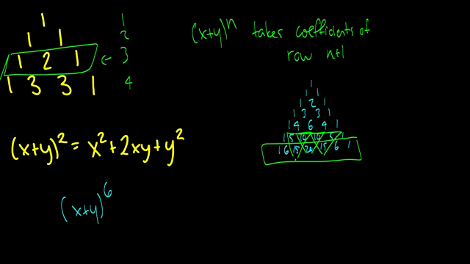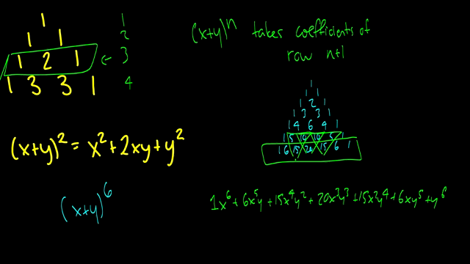It'll be 1 x to the 6th plus 6 x to the 5 y plus 15 x to the 4th y squared plus 20 x cubed y cubed plus 15 x squared y to the 4th plus 6 x y to the 5th plus y to the 6th. And this is your result. And I could do this that quickly just from Pascal's triangle. So that is really cool.